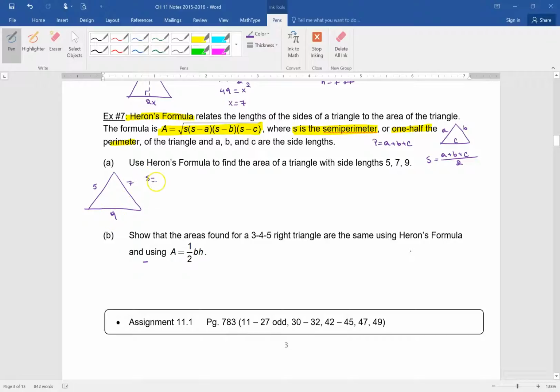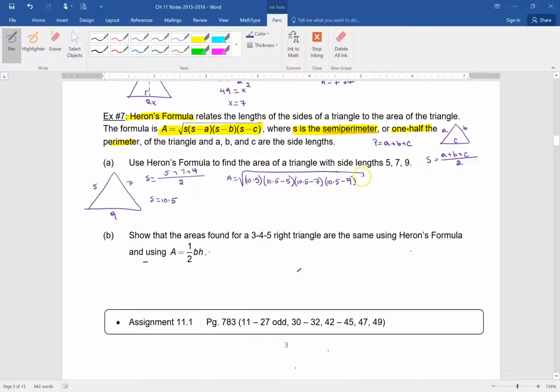What we have to do first is find S. And S is just all the sides added together divided by 2. 5 plus 7 plus 9 over 2. S is equal to 10.5. Now, what you need to do for the formula now is area is equal to the square root of S, 10.5, times S minus the first side. So 10.5 minus 5, then 10.5 minus the second side, and 10.5 minus the third side.